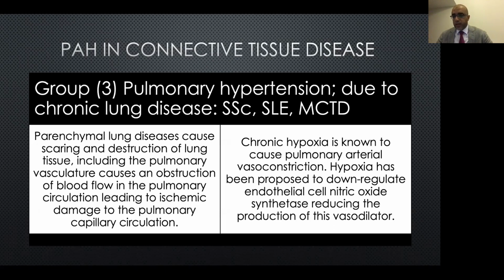The second point comes from chronic hypoxia, which is associated with lung fibrosis, causing pulmonary arterial vasoconstriction, as hypoxia causes increased constriction signals inside the pulmonary vessels. Hypoxia is also proposed to downregulate endothelial cell nitric oxide, which is the main dilator of pulmonary vessels, leading to disruption of the balance between dilators and constrictors toward the constrictor side, causing vasoconstriction and increased pulmonary artery pressure.